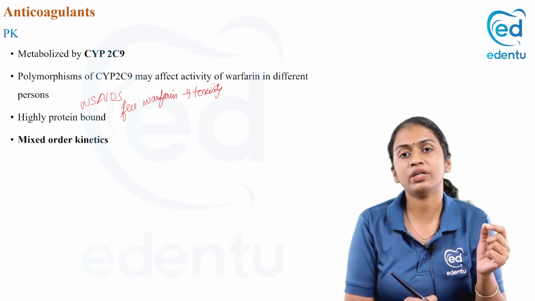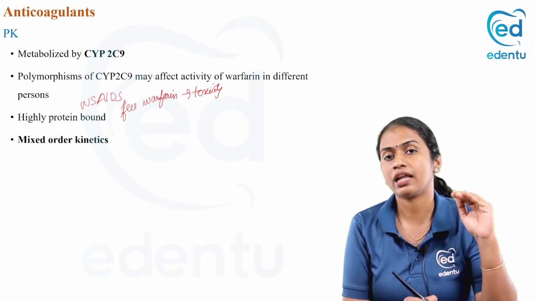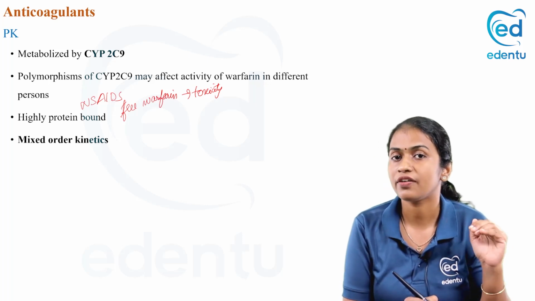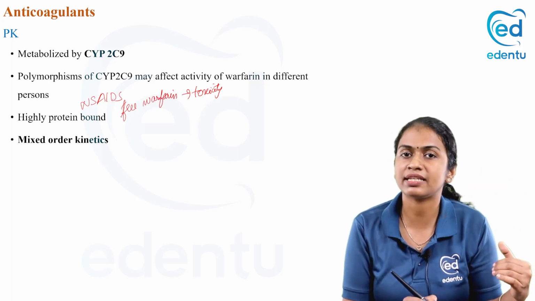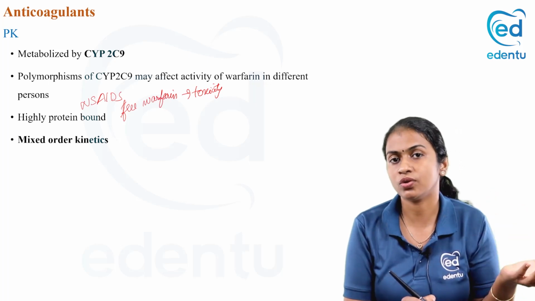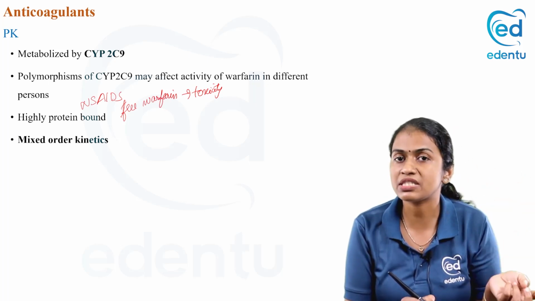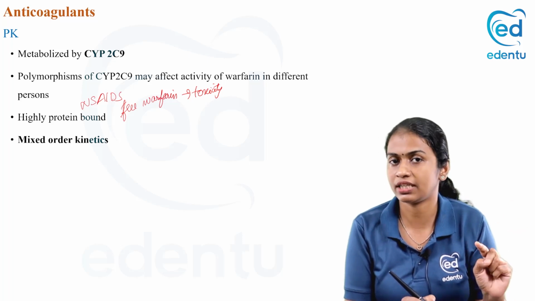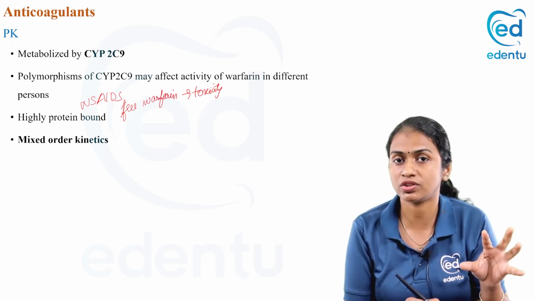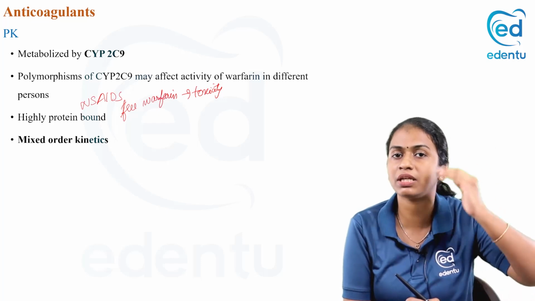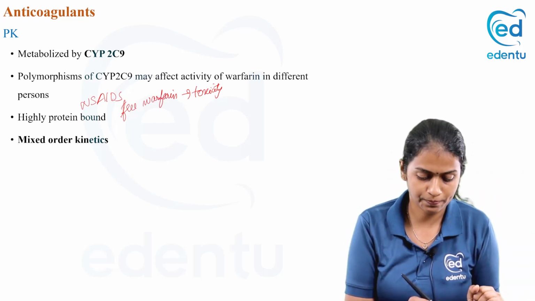Okay. Now it follows mixed order kinetics. What is meant by mixed order kinetics? At low doses it follows first order kinetics. At high doses, when the metabolizing enzymes are saturated, it follows zero order kinetics. So that is why it is known as mixed order kinetics or saturation kinetics. So basically we are worried about toxicity. When it crosses a certain plasma concentration, it can go in for toxicity.